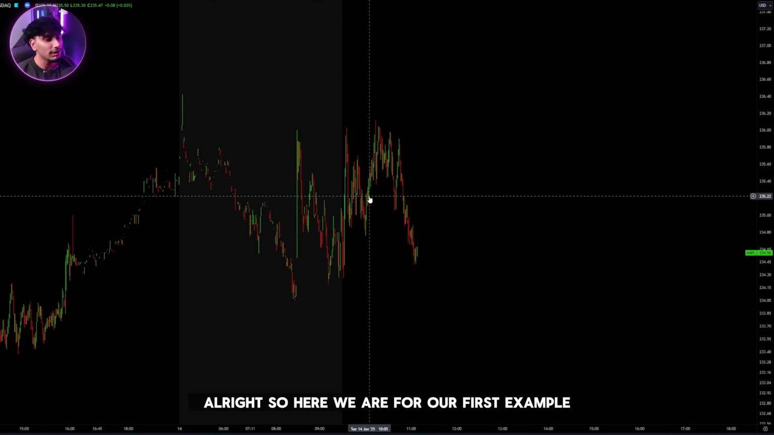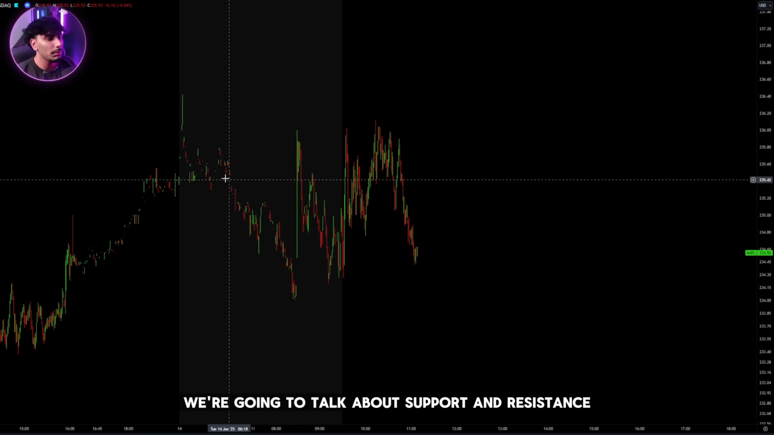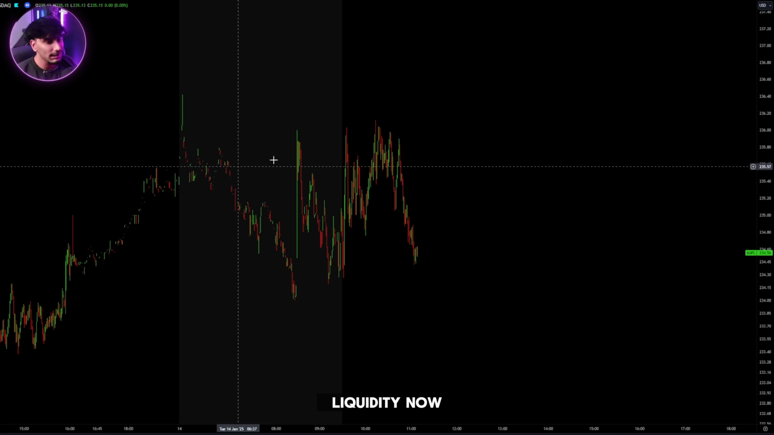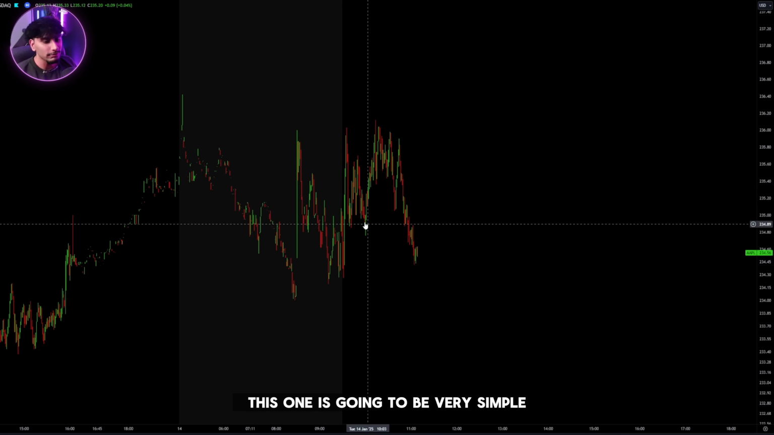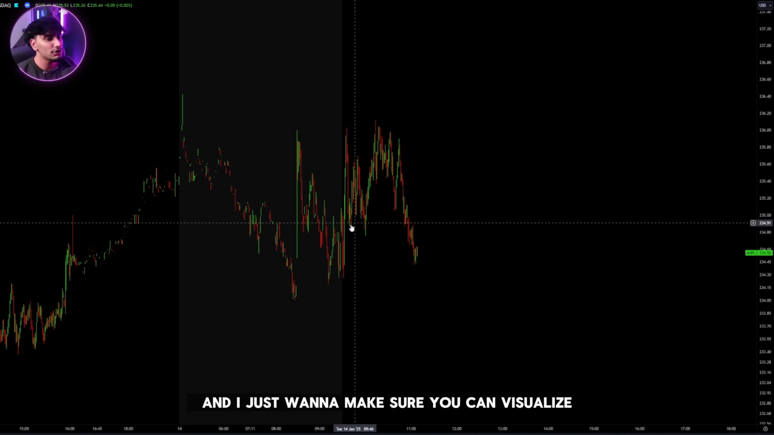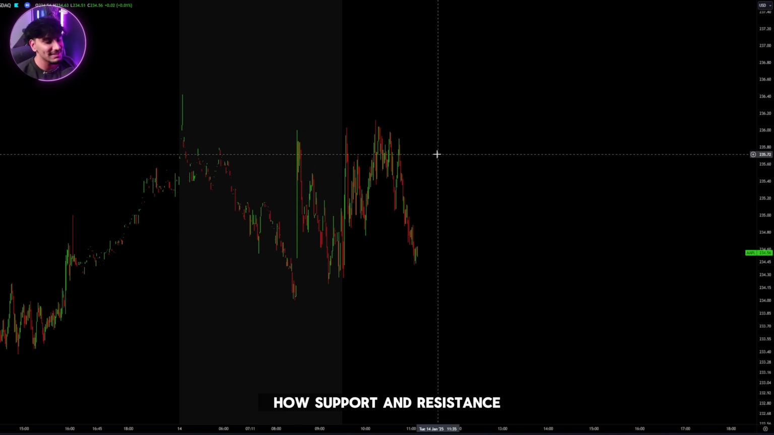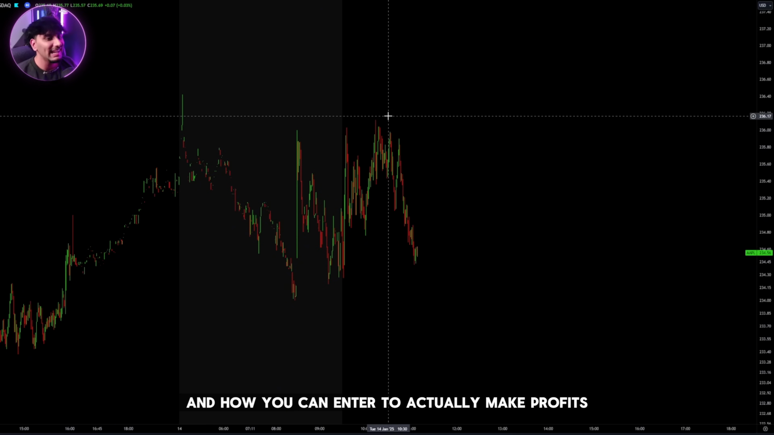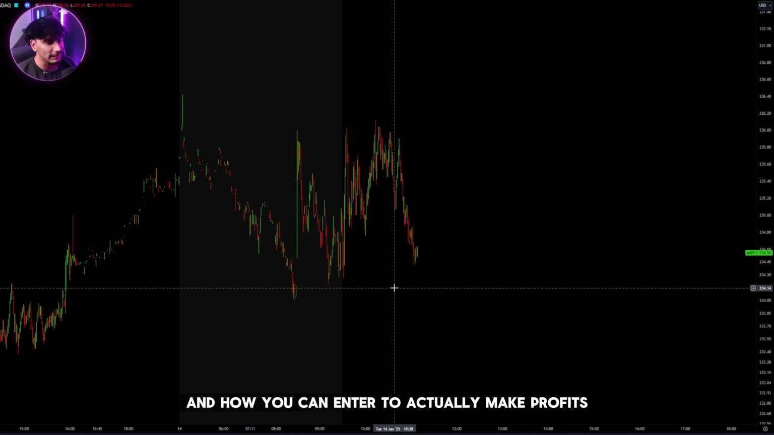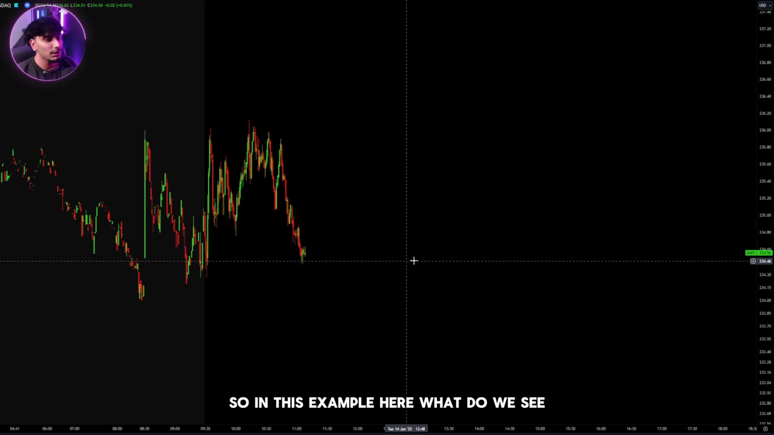All right, so here we are for our first example. For the first example, we're going to talk about support and resistance liquidity. Now, this one is going to be very simple for you to understand, and I just want to make sure you can visualize how support and resistance liquidity plays out on a real chart and how you can enter to actually make profits. So in this example here, what do we see?